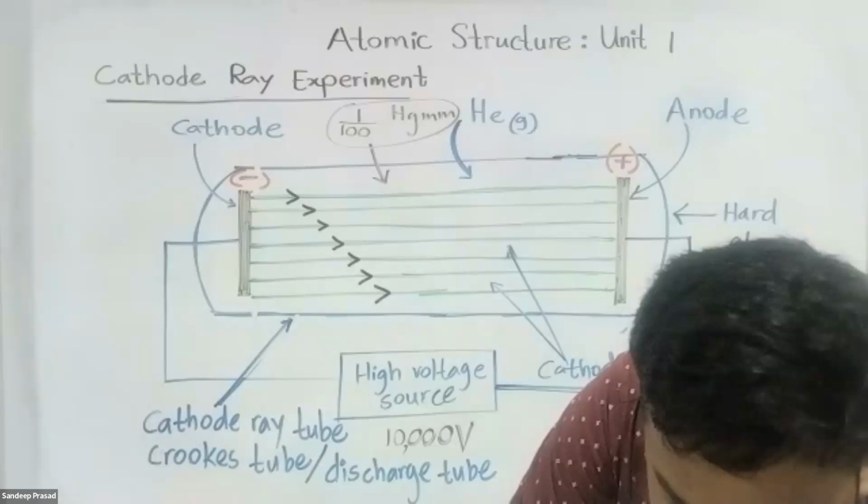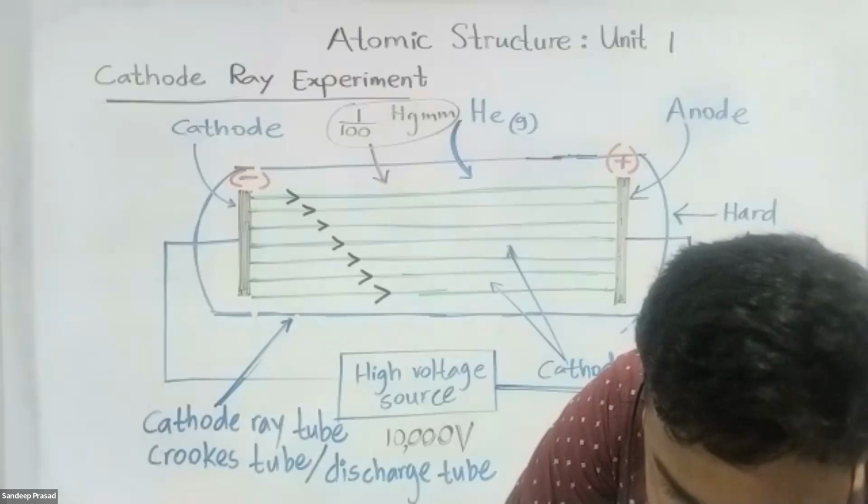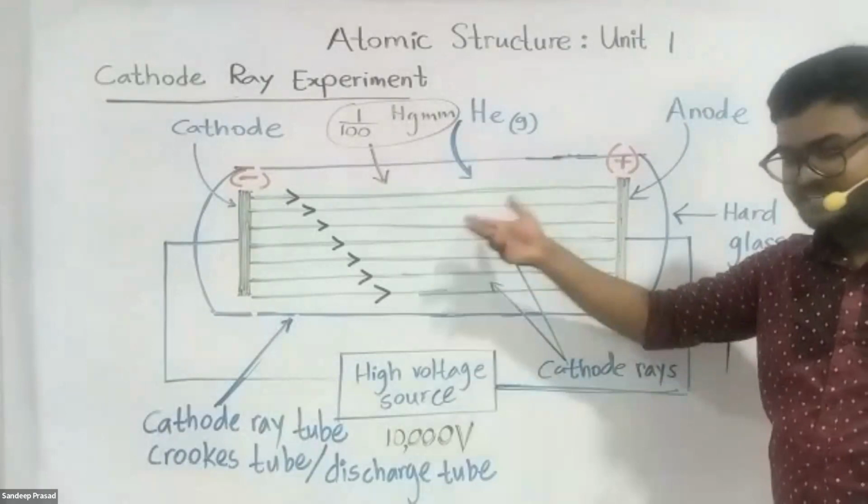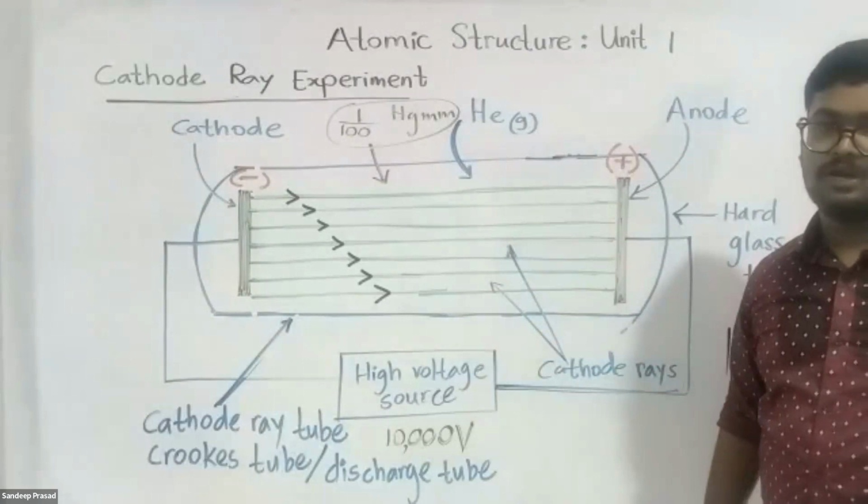Sir, what will happen if they use a gas which is reactive? If they have used a reactive gas, what will happen is they can form new particles. We cannot see these radiations properly, so they are interfering with these radiations. Therefore we cannot see the radiations if they have used some kind of reactive gases.